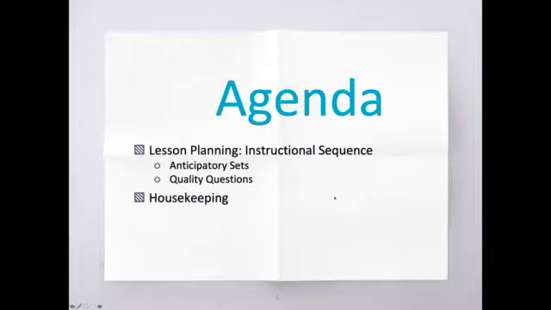So we're going to continue our trek through lesson planning, and this time we are ready for the instructional sequence. Today we're only going to look at a couple parts of the instructional sequence, really the anticipatory set and how you ask quality questions. Then we'll spend a little bit of time at the end on housekeeping and what we're going to be doing in this first week as we get into some online instruction.